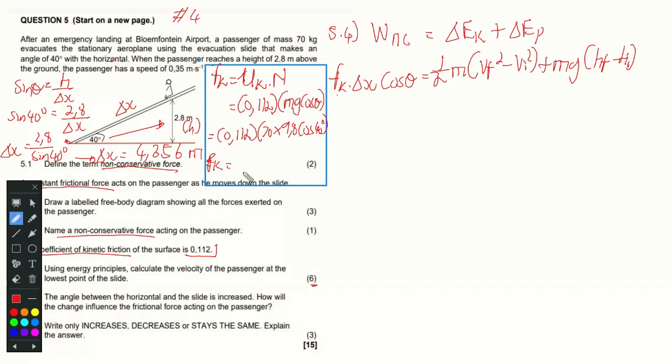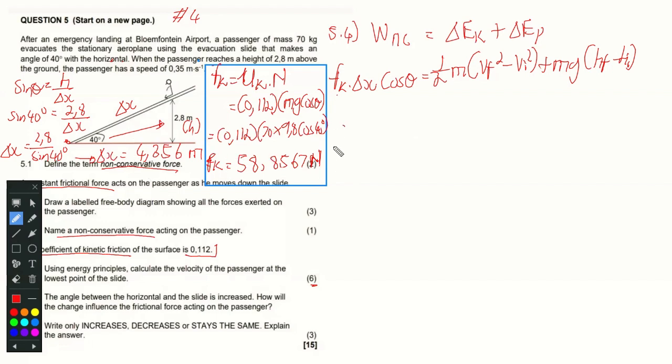0.112 multiplied by 70 multiplied by 9.8, and then cos 40 degrees. All of this will give you 58.85, and then, okay, let me say 567. I'm trying my best not to round off too much. So now we have FK and also delta X.